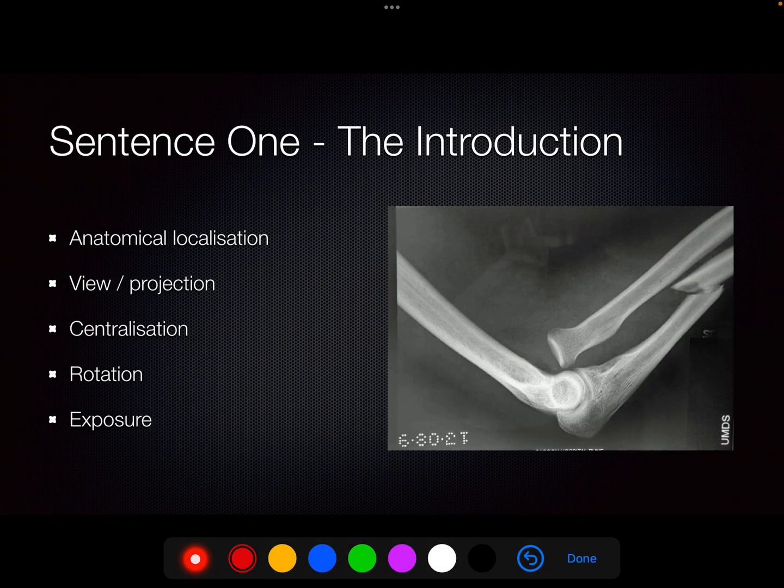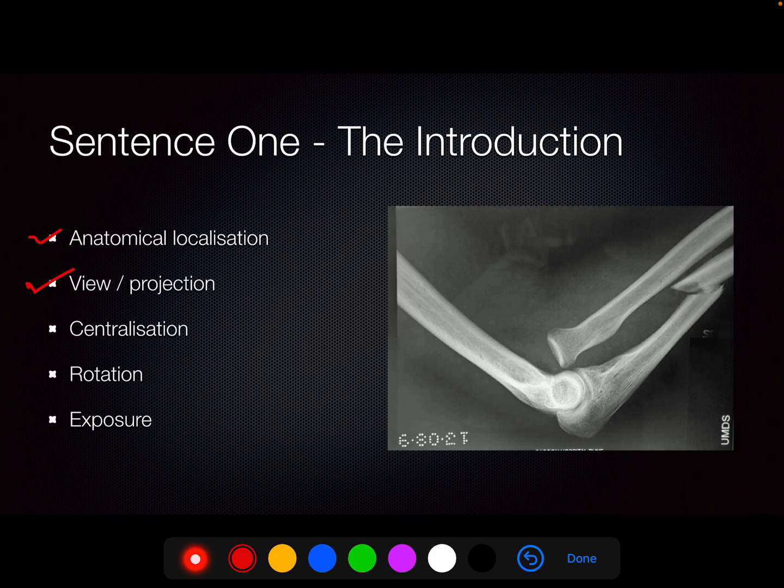So, let us start on the 3-sentence format where the first sentence is the introduction. The introduction first talks about the anatomical localization, which means you will talk about which joint is being pictured in the X-ray given to you. In this case, it is the elbow joint. This is the first point to be covered. The second point is the view or the projection in which the X-ray has been shot. That is in this case a lateral projection. Then the 3 general characteristics which you are expected to comment on are the centralization, the rotation and the exposure.